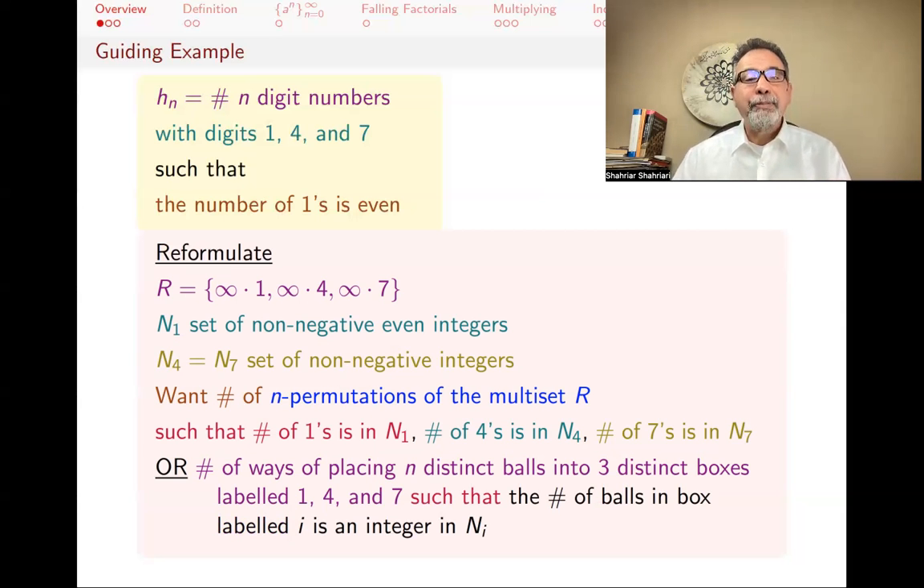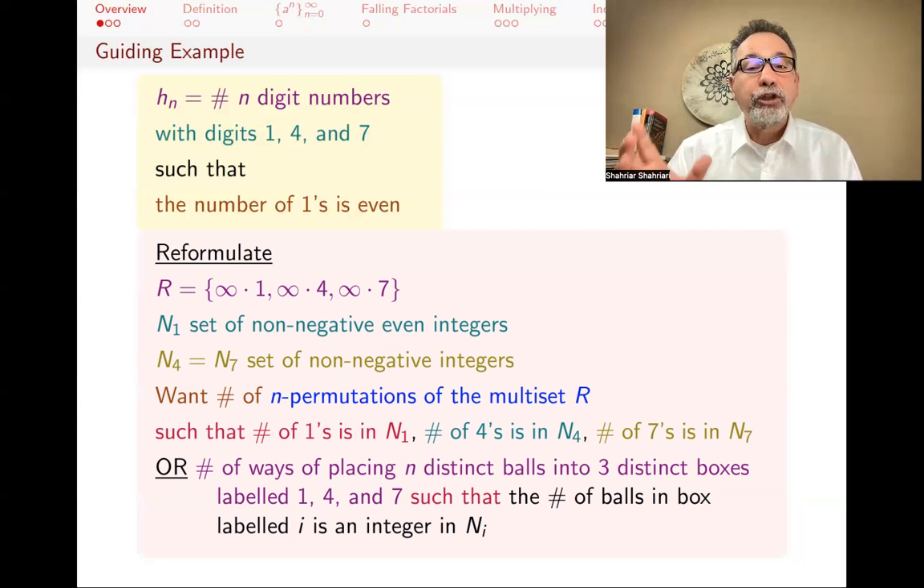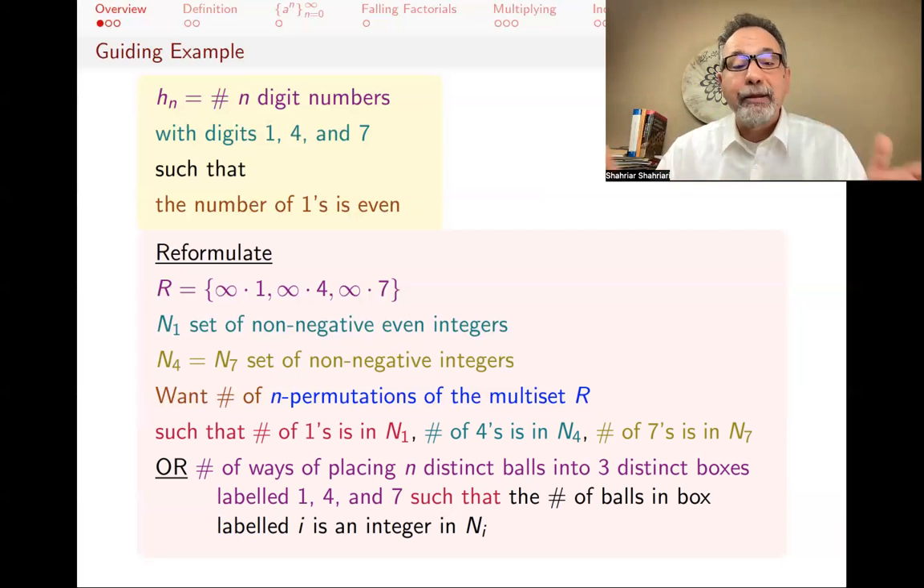Because we have n distinct balls, you can think of the balls as having a number on them. And if you put ball number 23 in a box, that means that you are selecting which one of 1, 4, and 7 is going to go in the 23rd place in your permutation. A distinct ball, when it goes in a box, is not only choosing that element from the multiset, but it's also assigning it a place in the permutation.